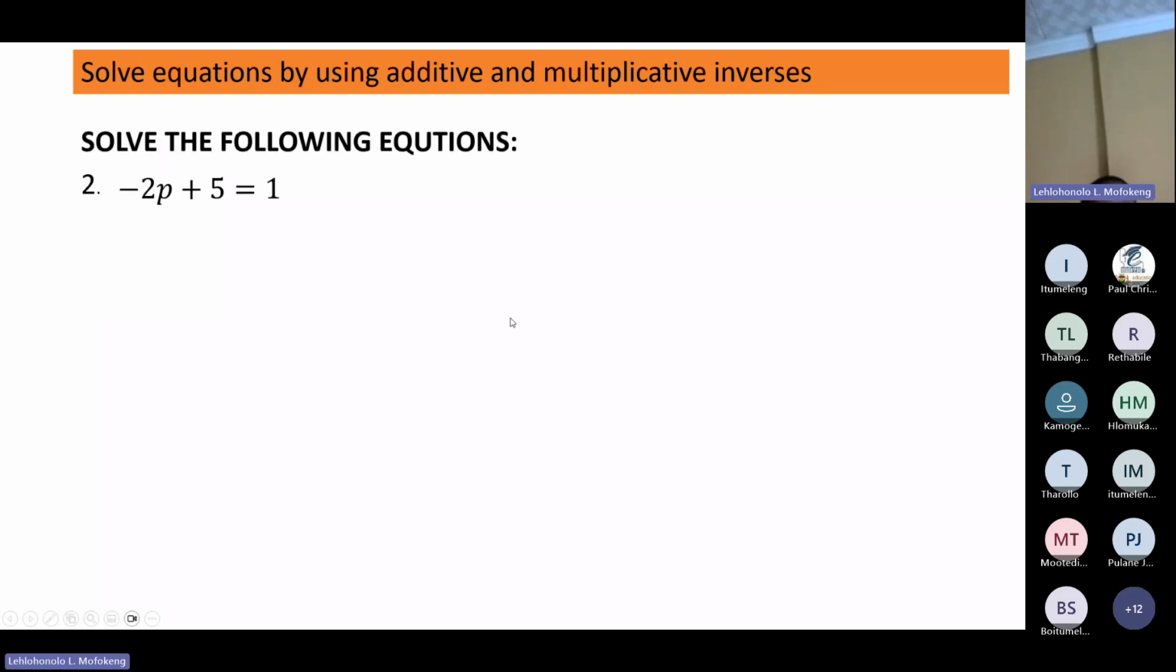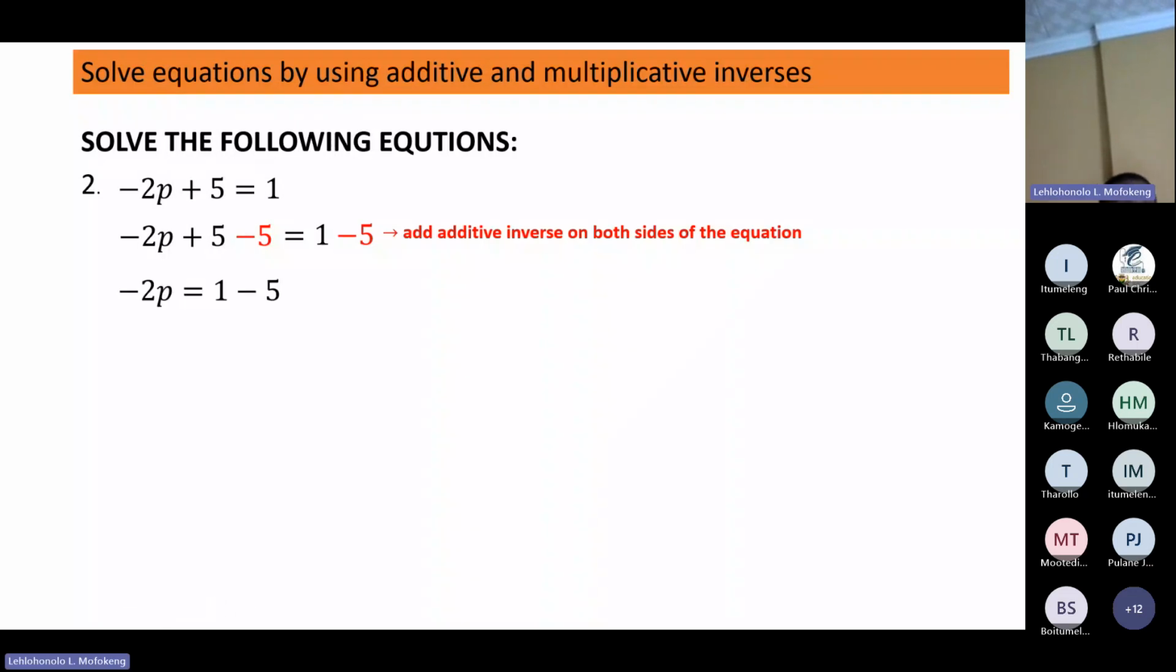In the next slide, we have negative 2p plus 5 equals 1. And we must solve for p. Right, let's get started. And we must apply the additive inverse by moving positive 5 to the right-hand side. We add negative 5 on both sides so that on the left-hand side we will have negative 2p plus 0, because 5 minus 5 is 0. And on the right-hand side, we will have 1 minus 5.